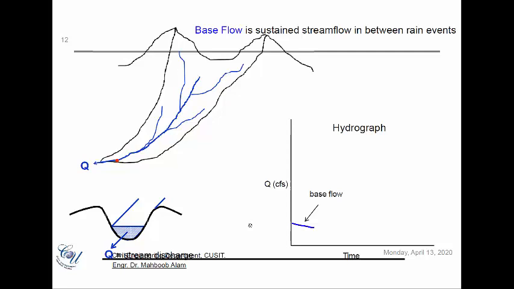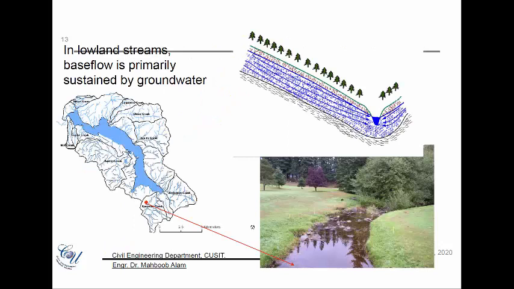Perennial rivers are those rivers which are flowing all over the year, whether there is precipitation or no precipitation. So that minimum discharge that is always there in the river, you can call a base flow. In lowland streams, or in areas which are plain, the amount of water that is flowing in the river is sustained by the groundwater.